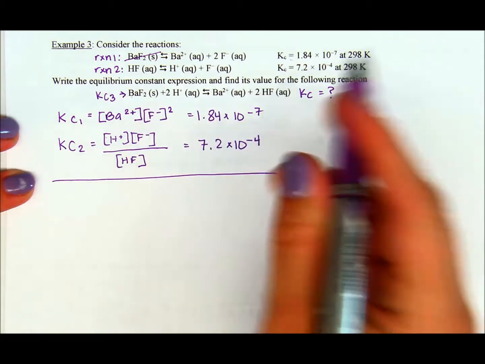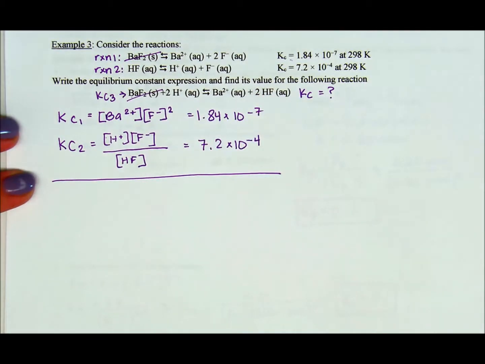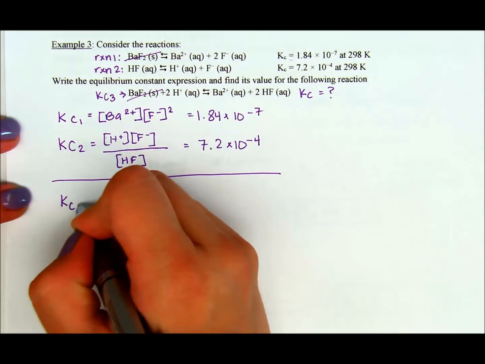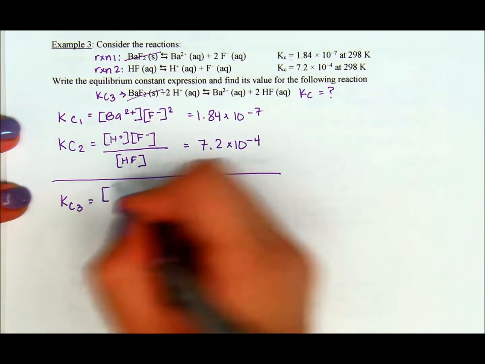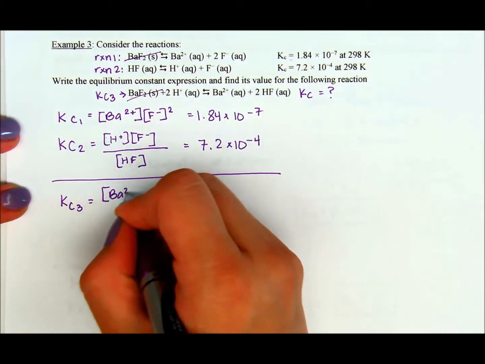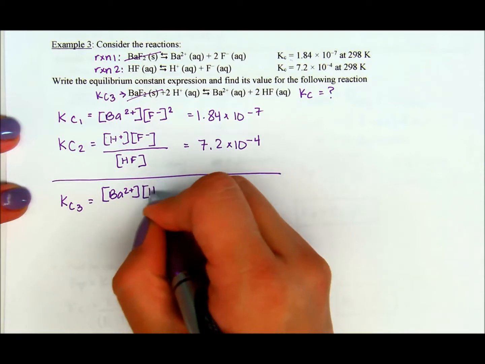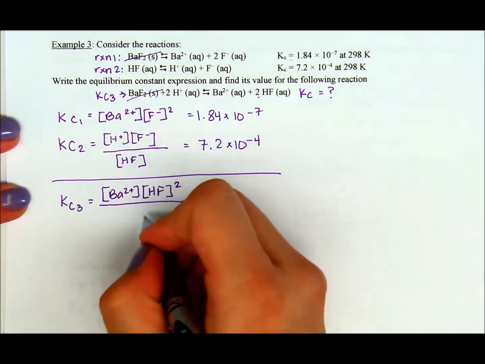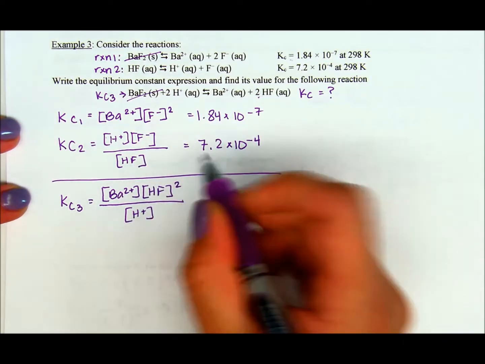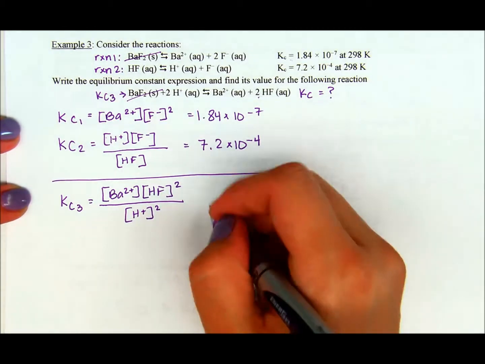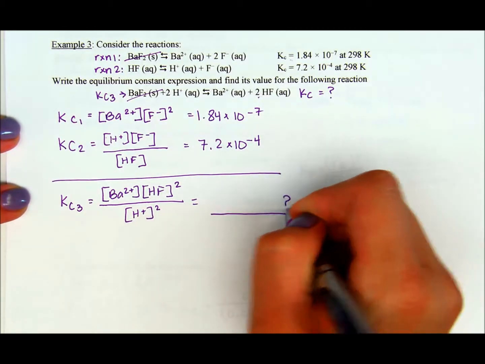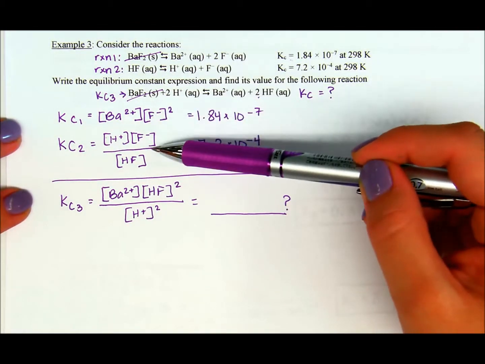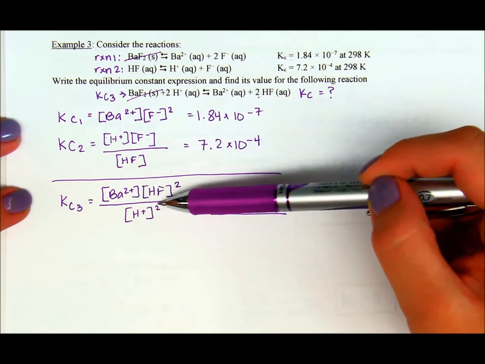So let's write the K expression for this reaction. We don't want to include that because that's a solid, so we can just ignore it. So our products here, so Kc3 equals our Ba, our barium ion, times hydrofluoric acid, 2 of them, so it's squared, over our hydrogen ions. And there's 2, so that's going to be squared. And so we don't know what this is. So what we need to do now is figure out how to combine these two reactions so we can cancel out anything we don't have here.